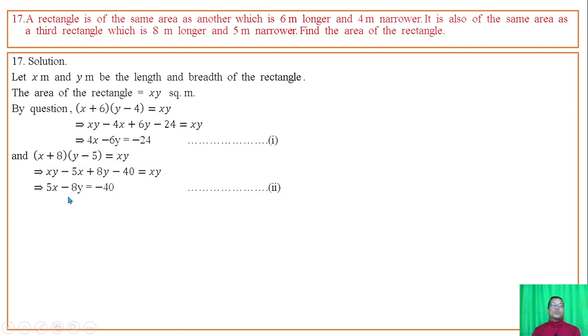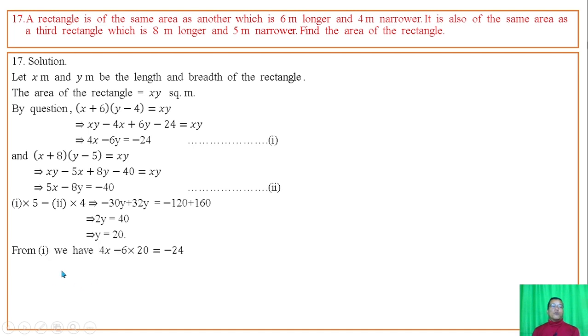Expand to get a linear equation in two variables, equation 2. Solve equations 1 and 2. Multiply equation 1 by 5 and equation 2 by 4. The coefficients of x become 20x in both, so since they have the same sign, we subtract. We get the value of y as 20. From equation 1, solving, the value of x is 24. Thus, the area of the rectangle is 24 into 20, that is 480 square meter.